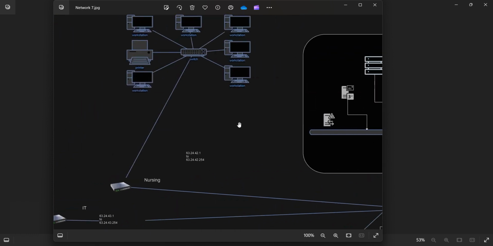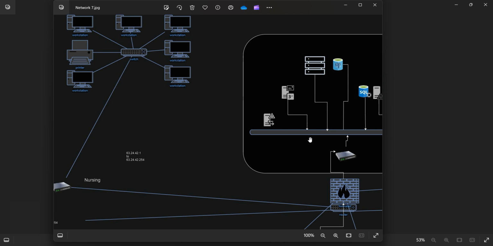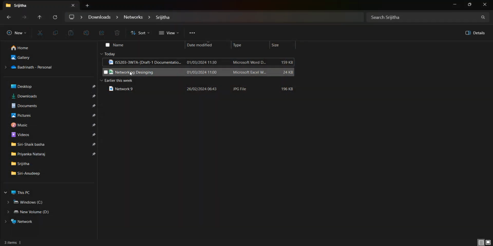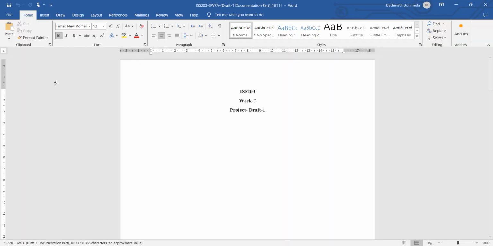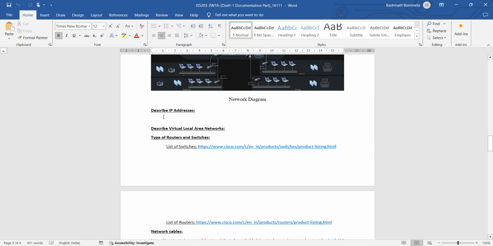Okay, so next, for each department we are supposed to design virtual local area networks. It is highly impossible to include everything in one single design. So the image can be the same, you are not going to make any changes to the image, but in the documentation part you will be defining VLAN related details. Like this, in each document you will be given separate sections below the network diagram.